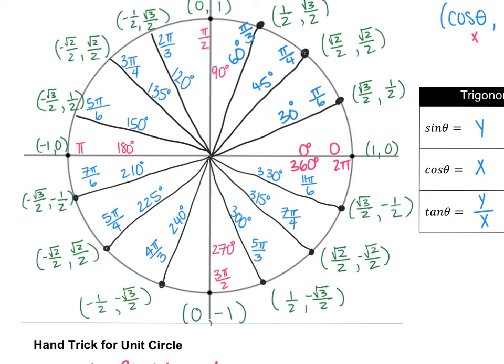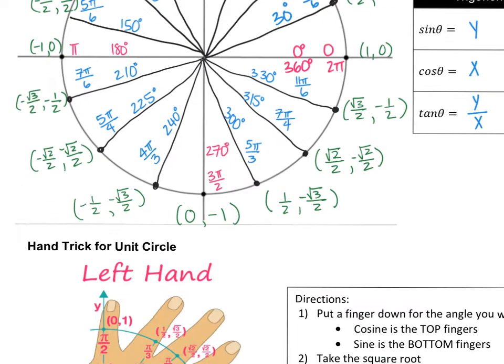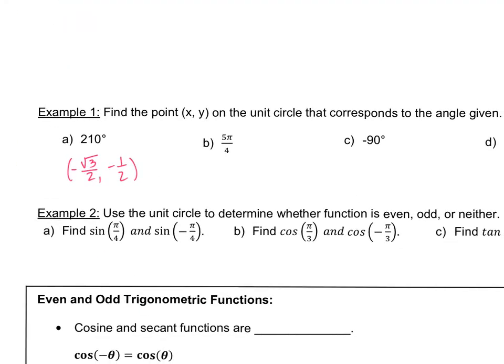So again, actually that should be a negative root. I must have missed that. So this here should be a negative root 2 over 2 for both x and y since we're in the third quadrant. So I'll move this down and paste that here. So pretty easy. All we're doing is locating the coordinate, so the x and y.